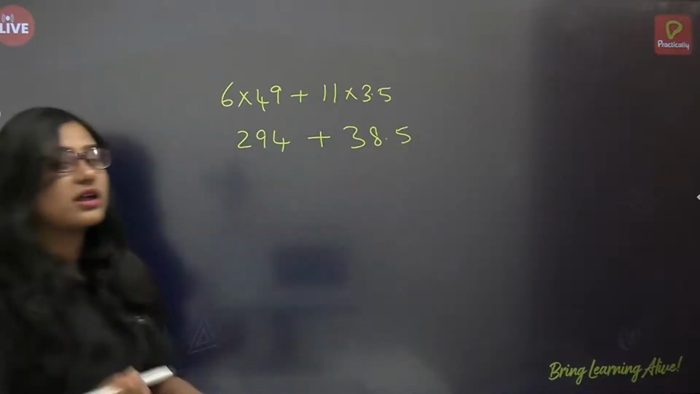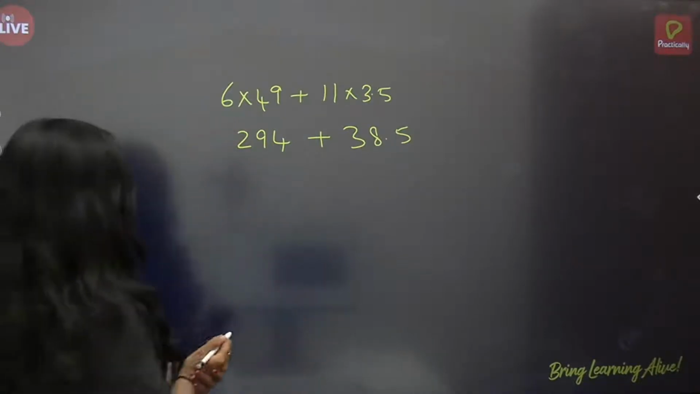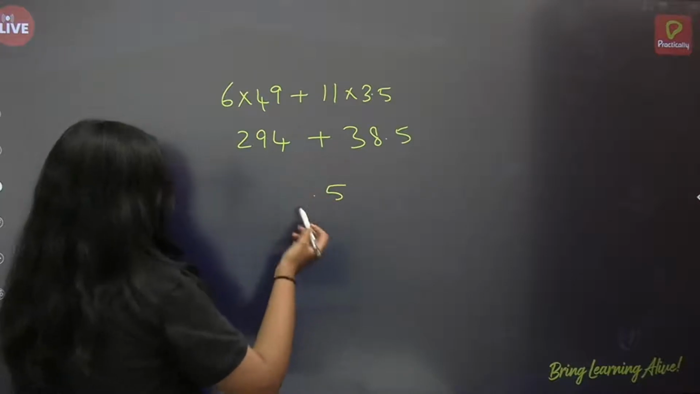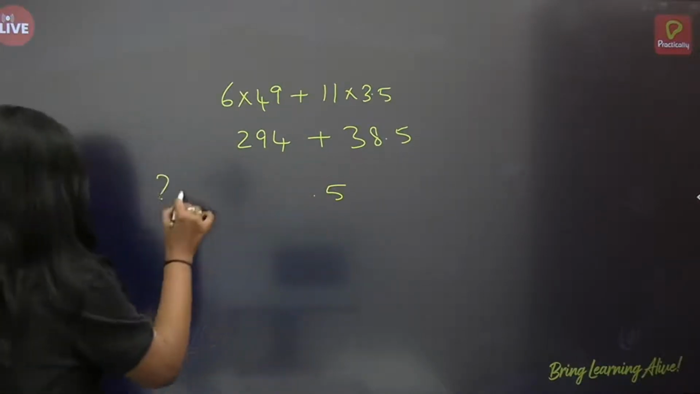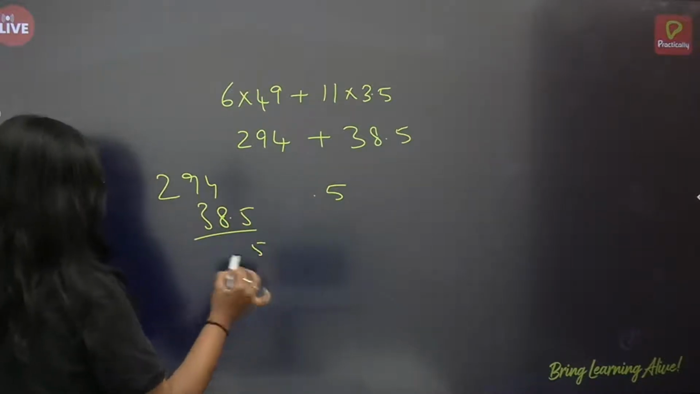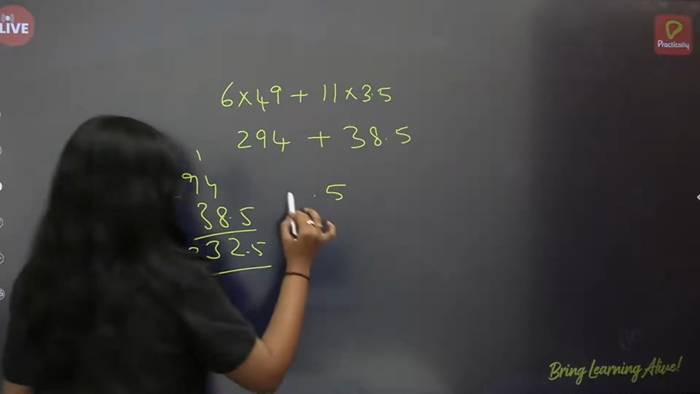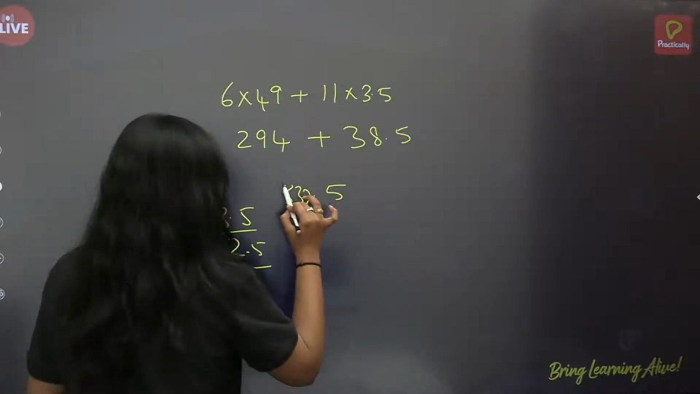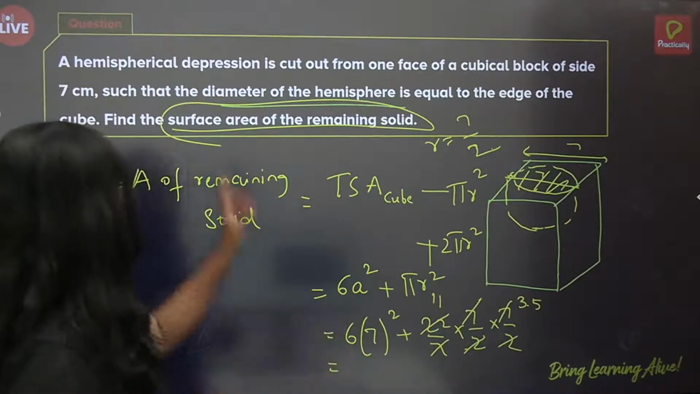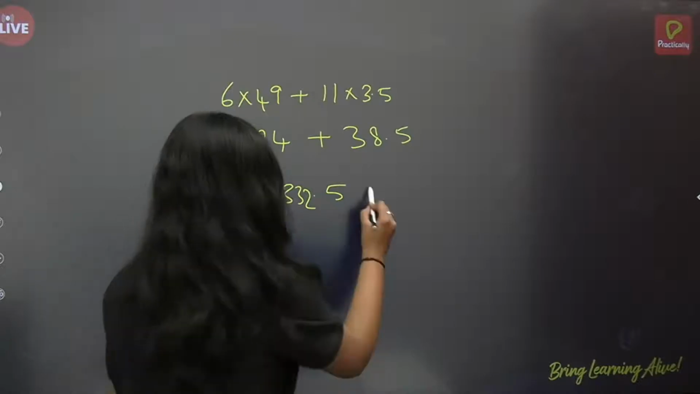This is one of the easiest ways. You just have to learn the trick of multiplication of 11, okay? So this will be how much? 0.5, 8 plus 4. Okay, we'll just do it. 12, 13, 332.5. So 332.5. What are the units you have to check? Where are the units given? Centimeters. So square centimeters.